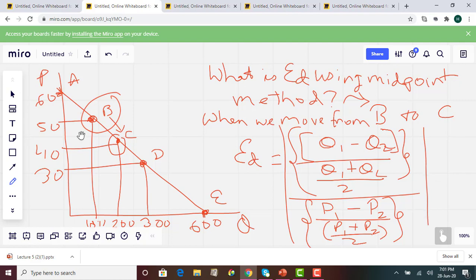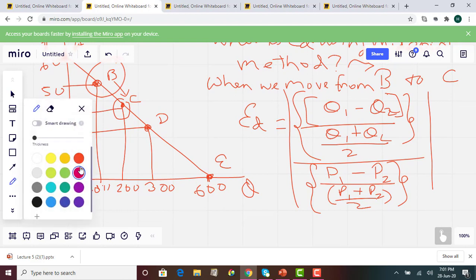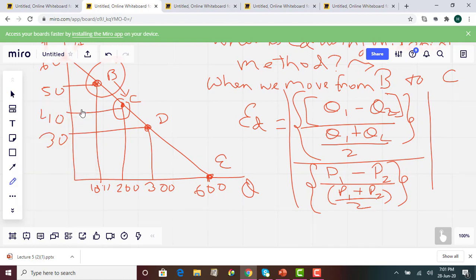Okay, so we have that. Now we look at the coordinates at point B based on the graph. Okay, based on this graph, point B is price P1 equals 50, and quantity Q1 equals 100.